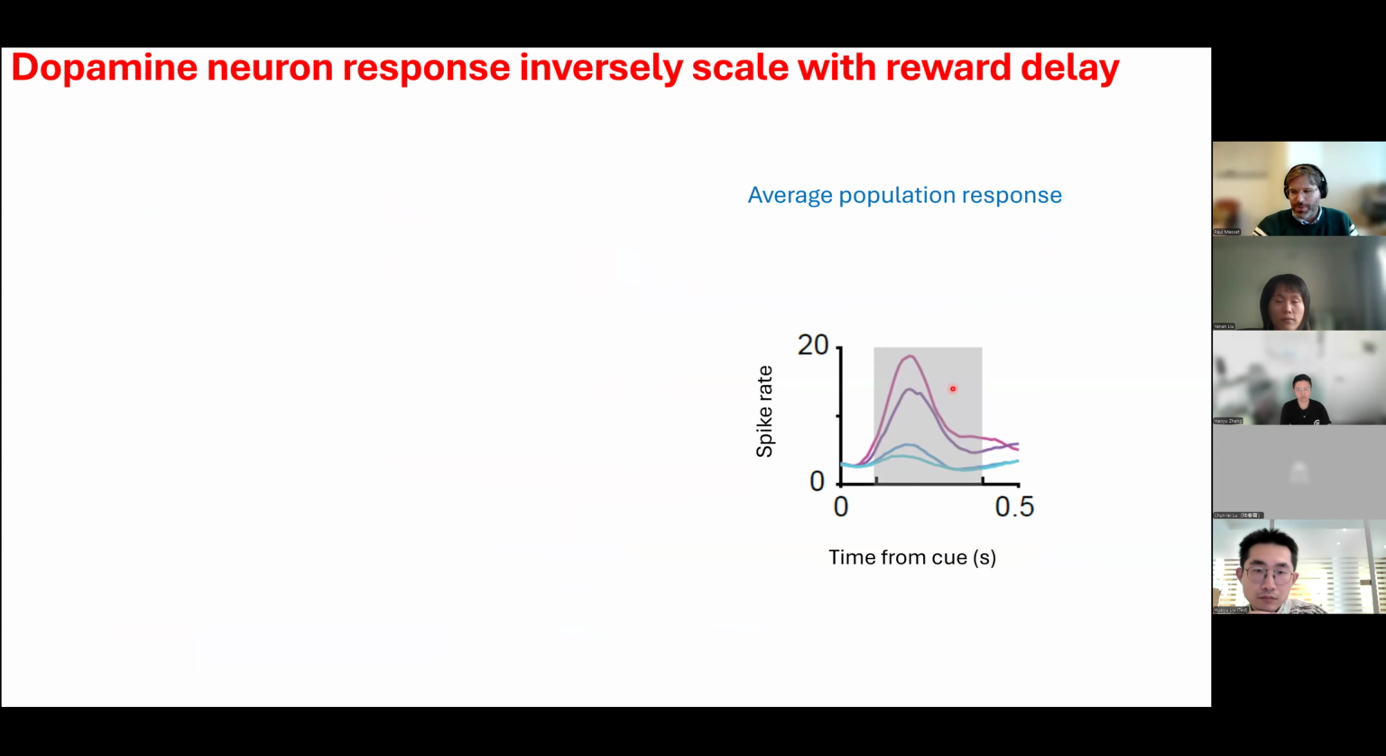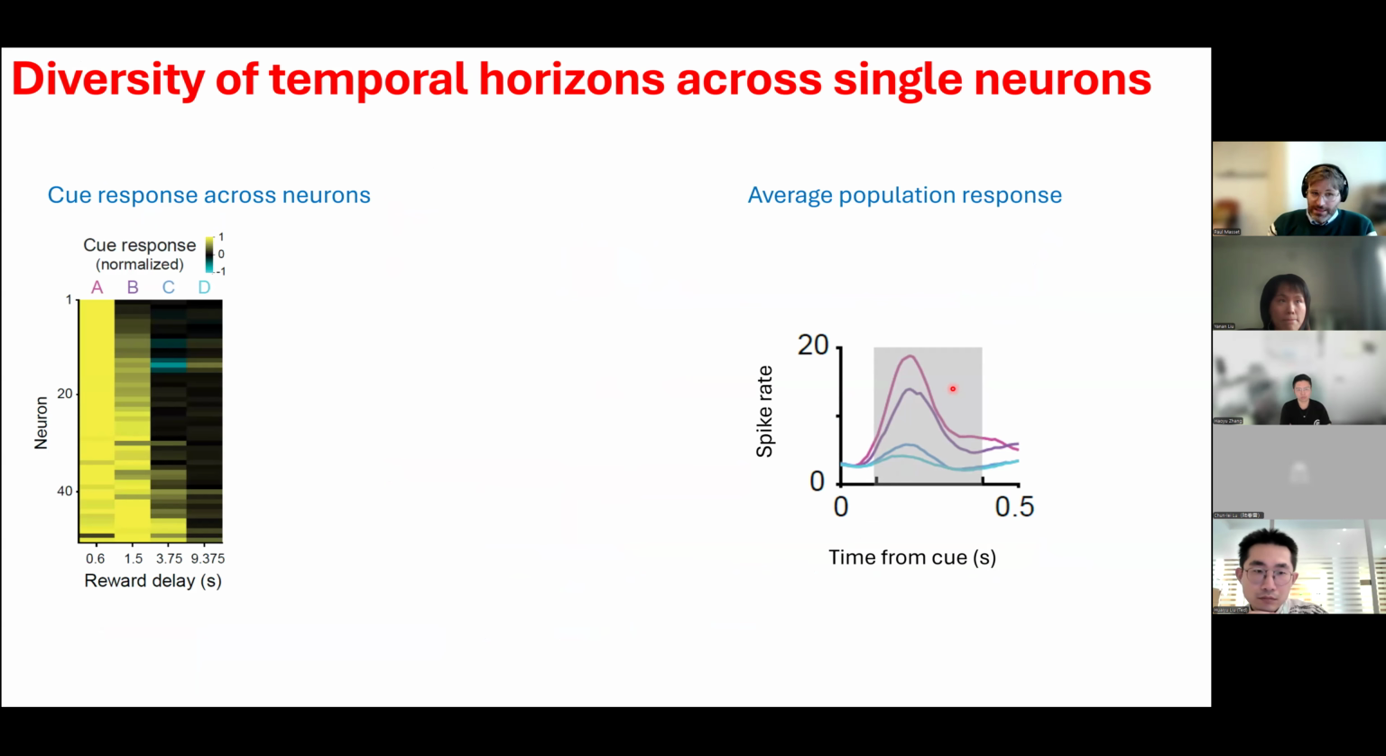So this is an average picture, but then when we look at individual neurons, we see something that is very diverse across neurons. You have neurons that only respond to the shortest delay, right? And then you also have neurons that respond very strongly to the first 3 delays and only really drop in activity for the longest delay, right?